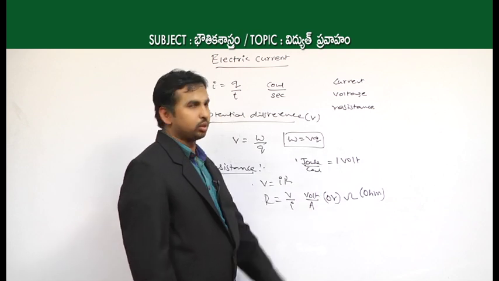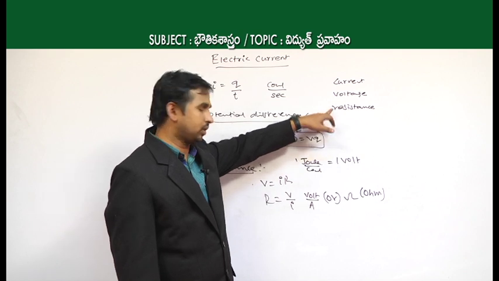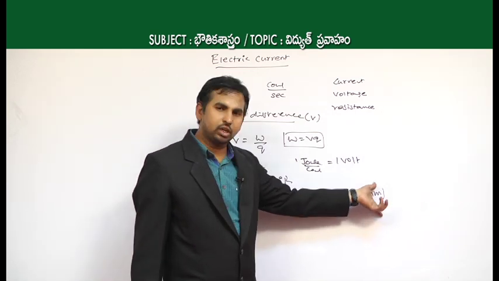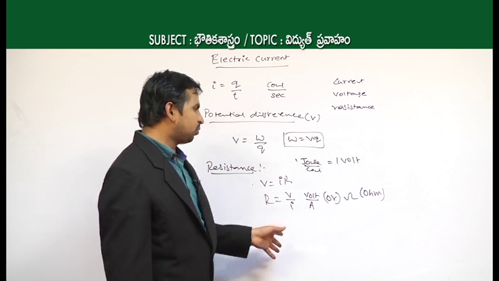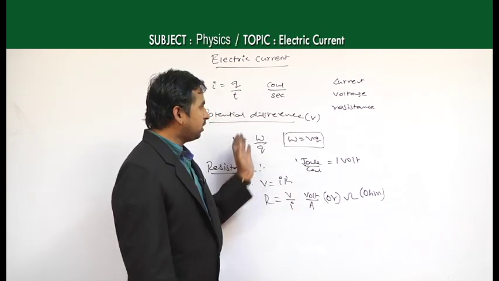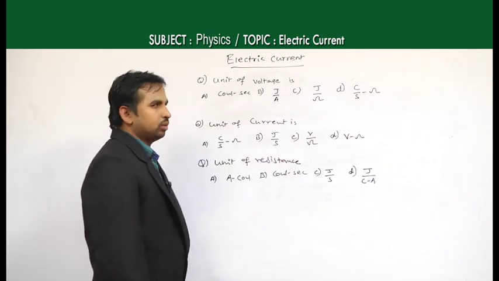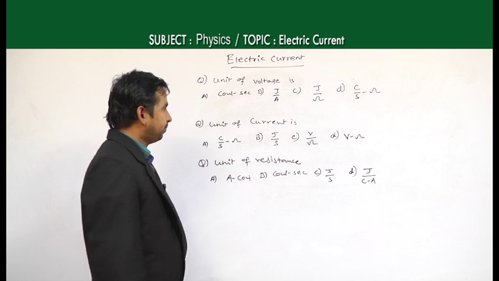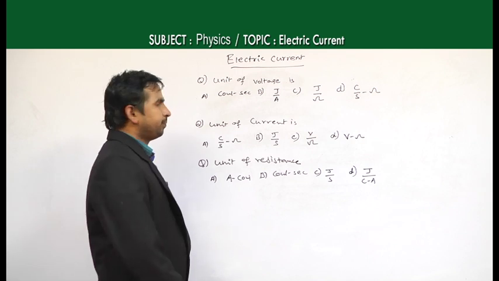They also ask about the units of current, voltage and resistance. In the case of resistance, we have volt per ampere, or we can also write that as ohms. For voltage, we have joule per coulomb or volt. Depending on the unit given there, we have to change our units. Most of the cases they will give questions based on the units of current, voltage and resistance.